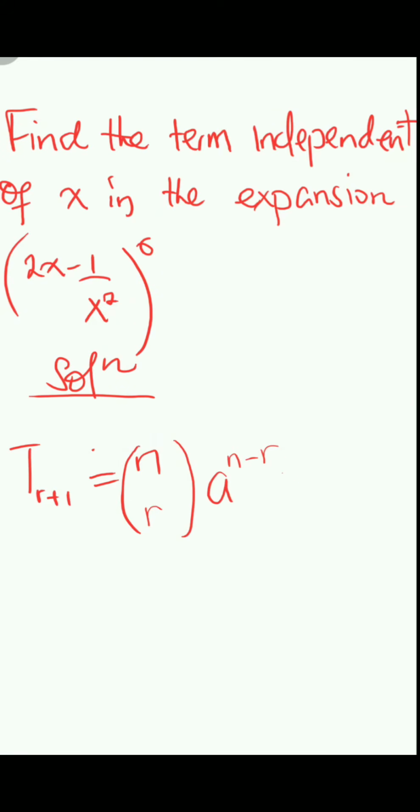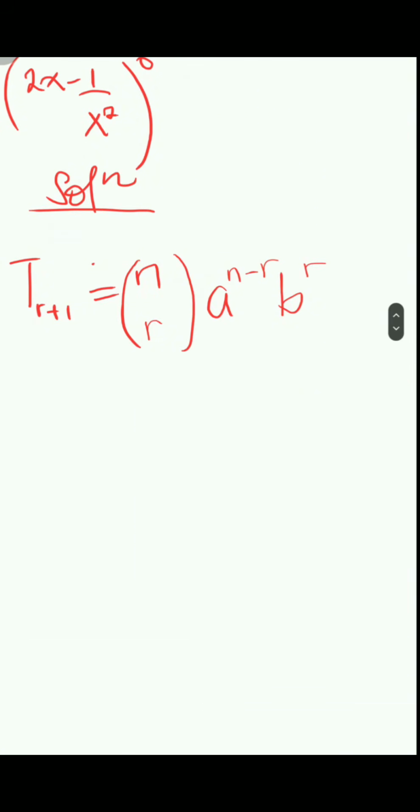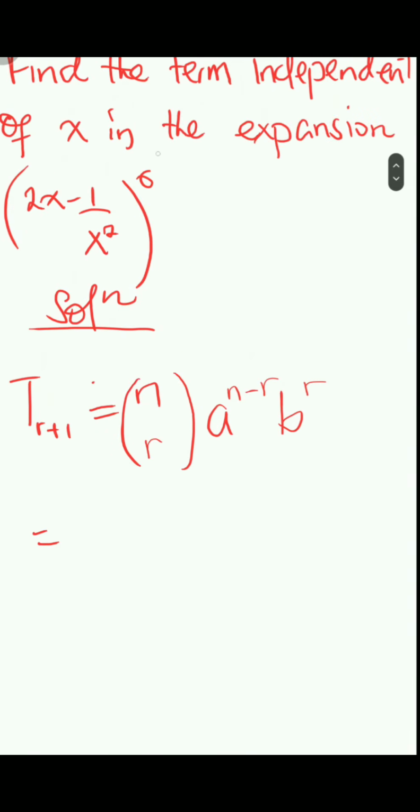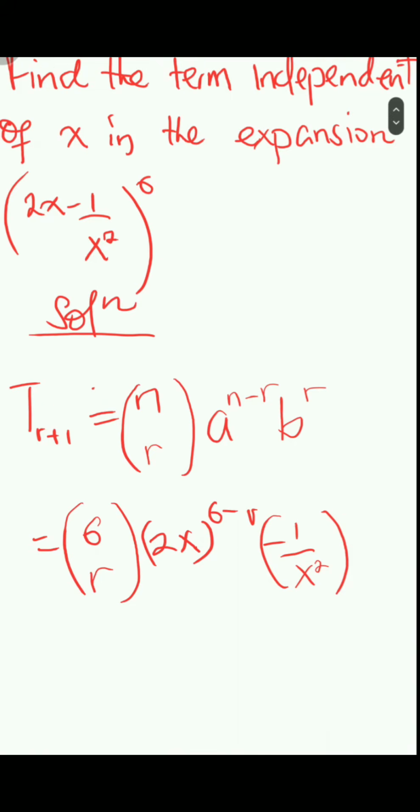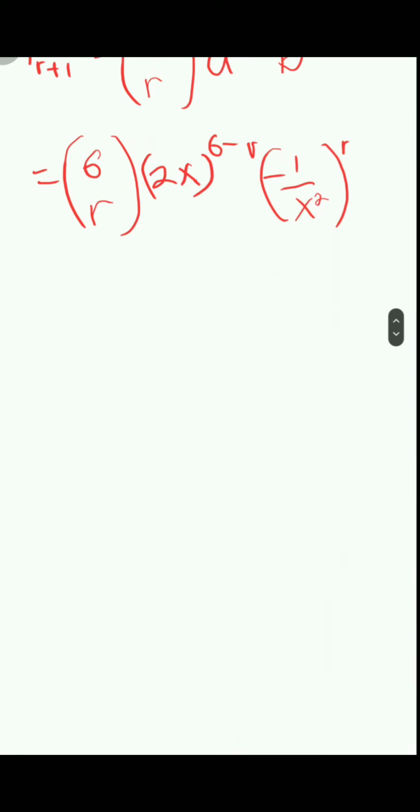times a to the power n minus r times b to the power r, like that. So now here we know what n is. Our n is 6. What we don't know is r, so we're going to write 6 choose r. Then our a is 2x. This is raised to the power 6 minus r. Then we multiply with b, which is negative 1 over x squared, then to the power r, like that.